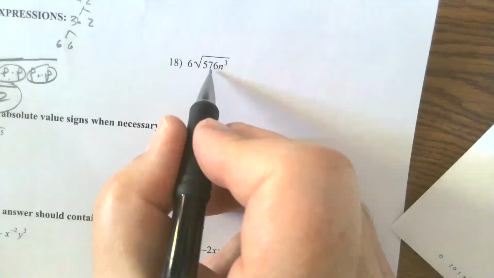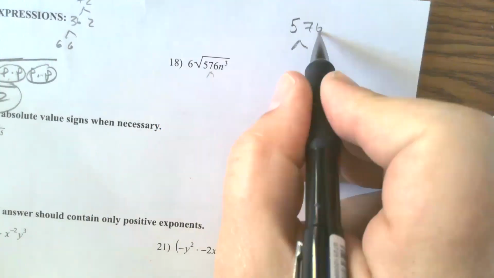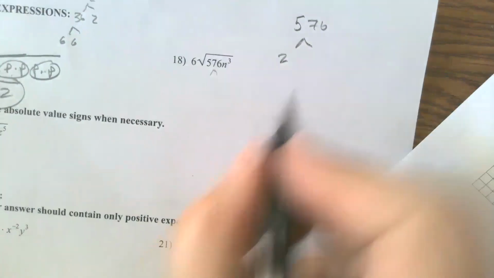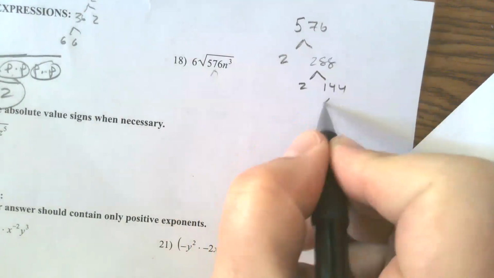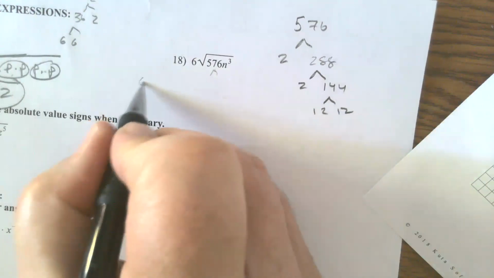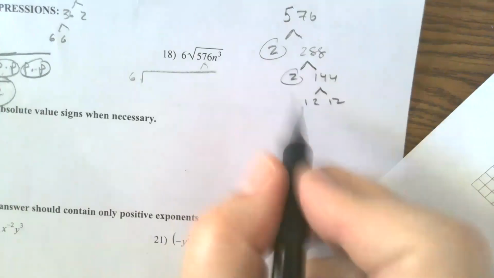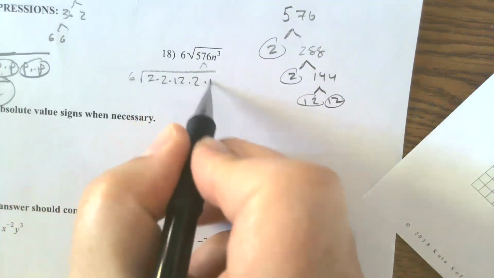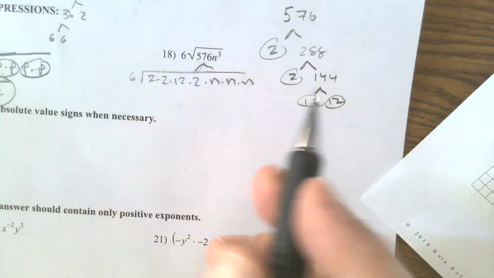All right, so now we're going to look at what this factors into. 576, well, it's an even number, so I know 2 goes into that. 576 divided by 2 is 288. And that's 2 and 144, and I know 144 is 12 and 12. So I'm going to treat this as 6 times 2 times 2 times 12 times 12 times n times n times n. That's my factorization of this.